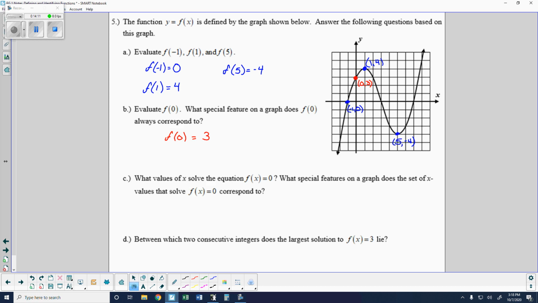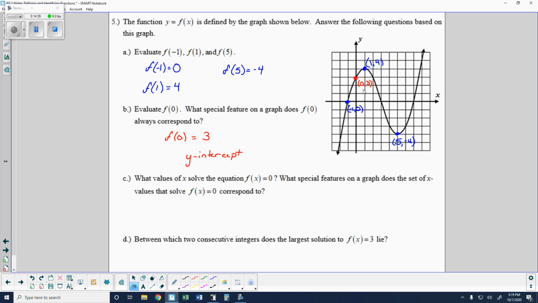It then goes on to say, what special feature on a graph does f of 0 always correspond to? Well, if we take a look at f of 0, it's this point right here on the y-axis. Anytime we cross the y-axis, this is known as the y-intercept. F of 0 is always going to be the y-intercept because it is the location where x is 0, which is always on the y-axis.